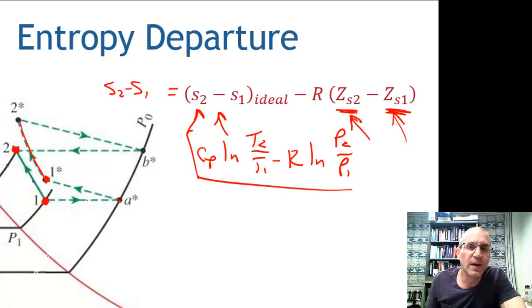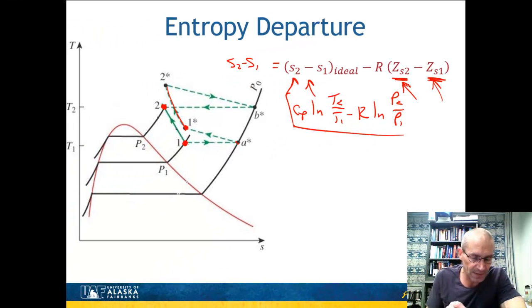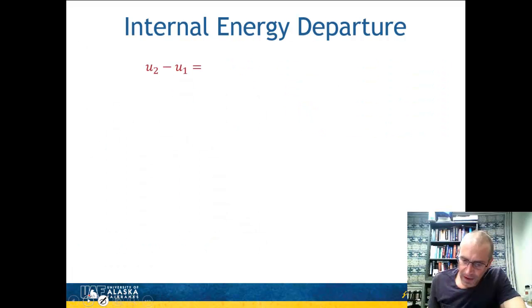And it's the next table in the appendix. So I won't go through an example. I'll leave that for the homework for you to do. And I'll leave with just one last thought, which is, how would I find the non-ideal change in internal energy, U2 minus U1? And you might think there's an internal energy departure chart, and it turns out there isn't.